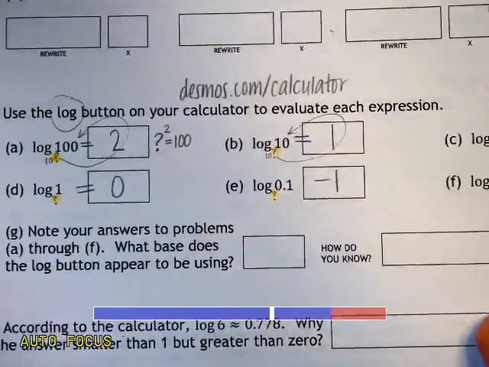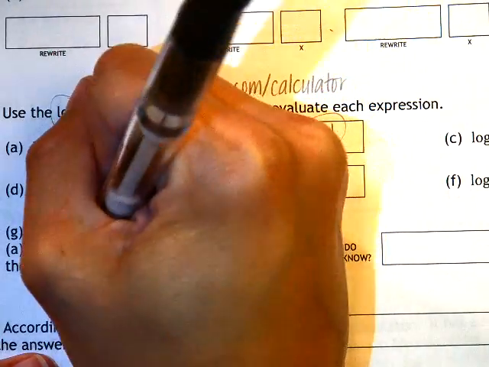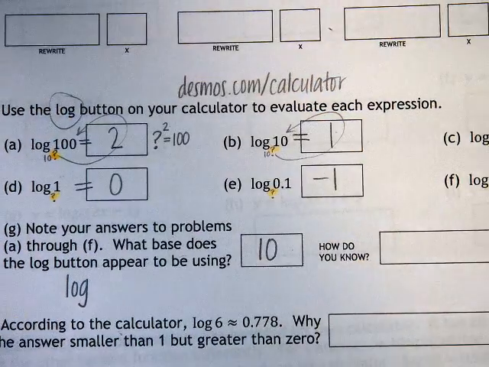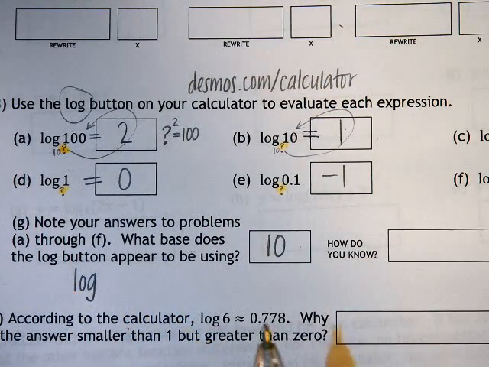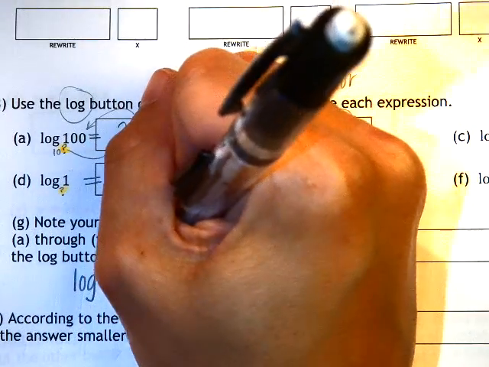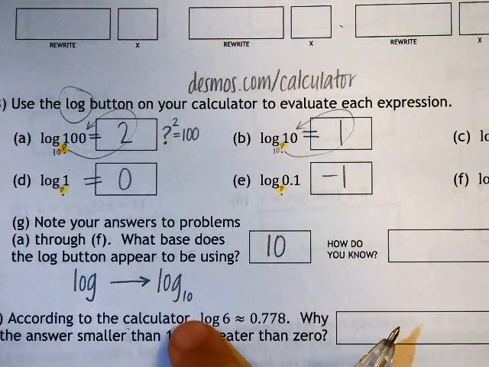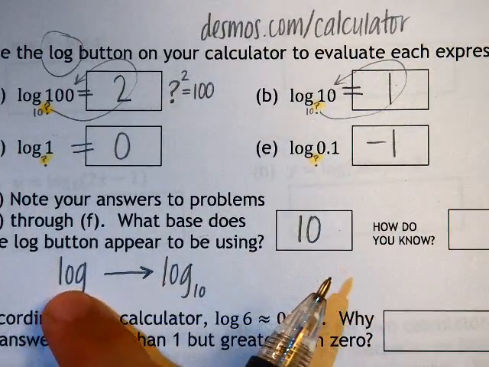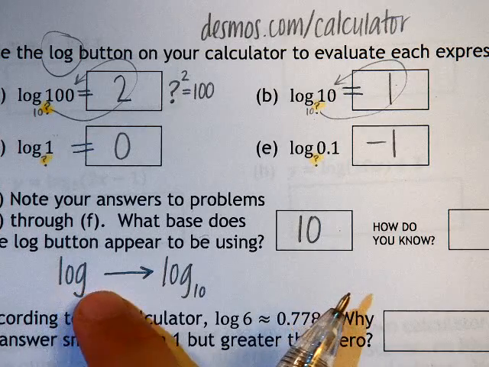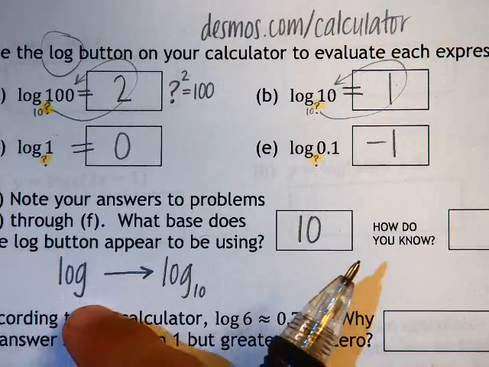That little invisible base really was 10, which means that when you see a log by default, like it just says log, either as a button on the calculator or in a problem that just says log, a log by default is a log base 10. The 10 is normally invisible. So if you see a log by default, it's not because it doesn't have a base. Every log has a base. It's because every exponent has a base.